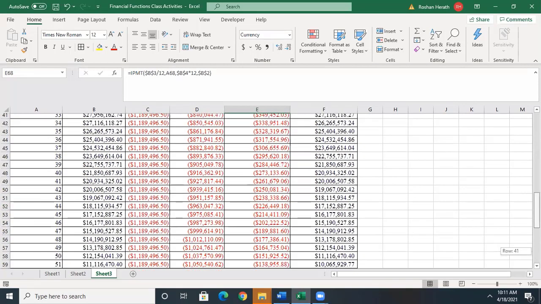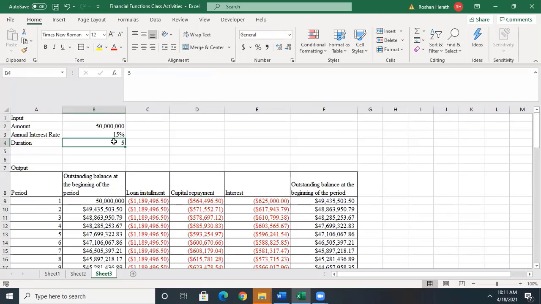So that's about it. So now you can change the things and you can get the desired result.